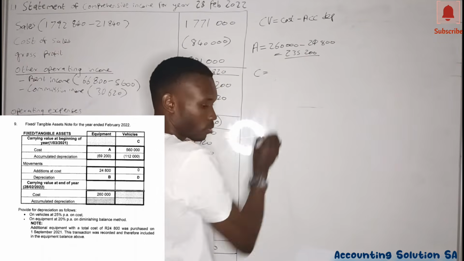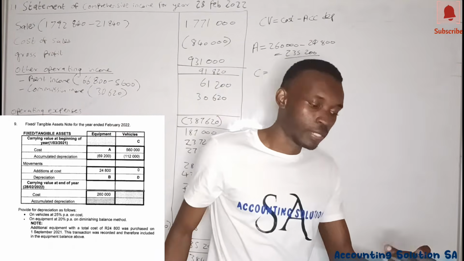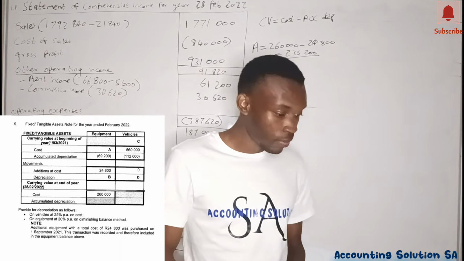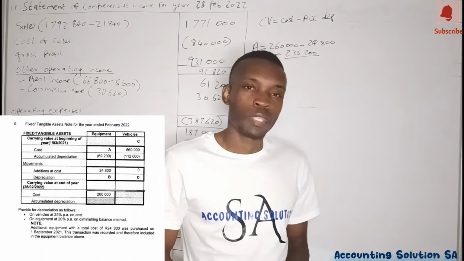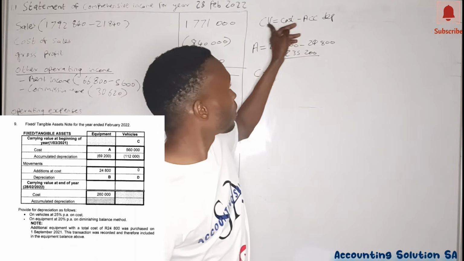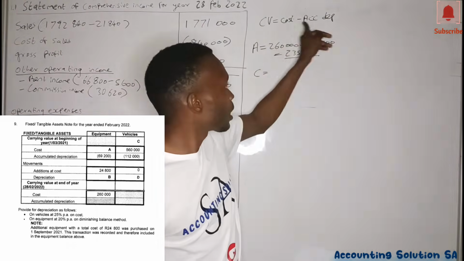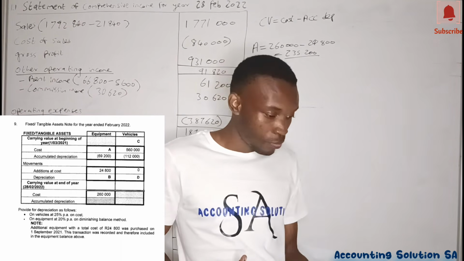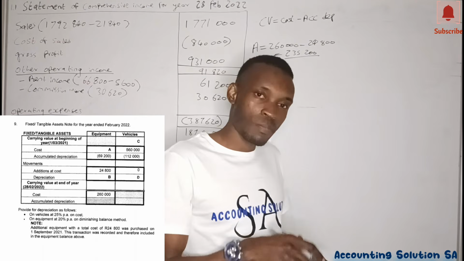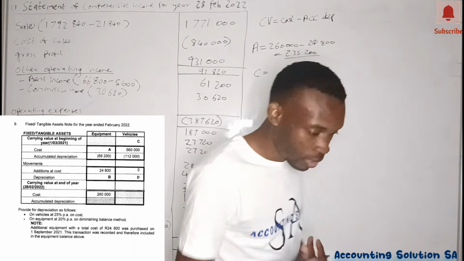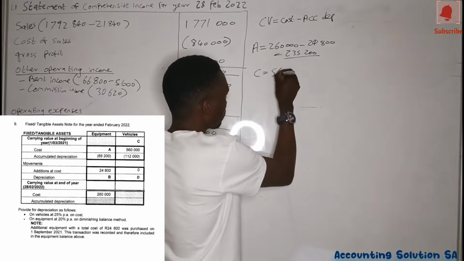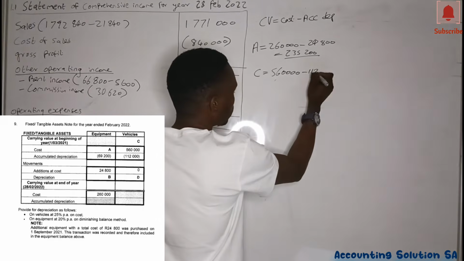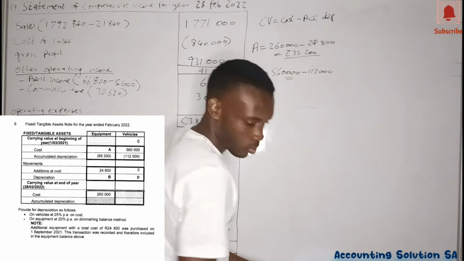Now let's proceed to number C. Why C? Because C is still at the beginning. Then we're going to do the other part. Number C, for vehicles, they're looking for the carrying value. This one is simple. The formula is carrying value equals cost minus accumulated depreciation. If you check, we have cost at the beginning and we have accumulated depreciation. We just subtract, then we get the carrying value. Our cost is 560,000 minus 112,000, and it's going to give us how much?